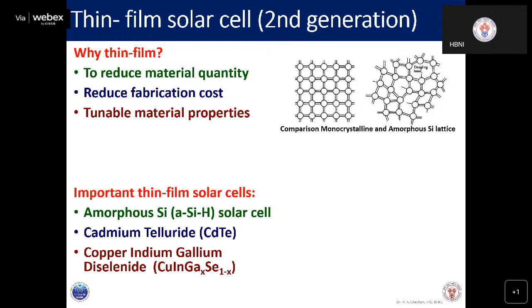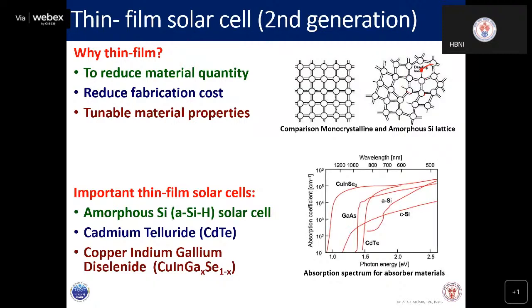So if we see, the monocrystalline silicon lattice is like this. And amorphous means they are not following any long range order. In silicon there are unsaturated bonds, which are called dangling bonds. So there are several such bonds, and these bonds have to be saturated with hydrogen. So hydrogenated amorphous silicon is used in this kind of solar cell.